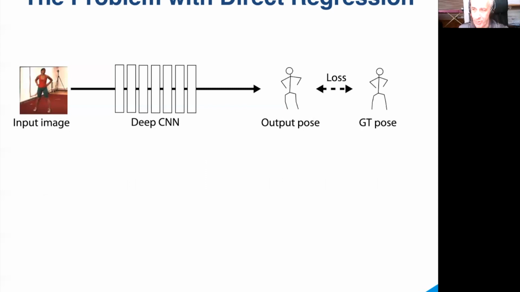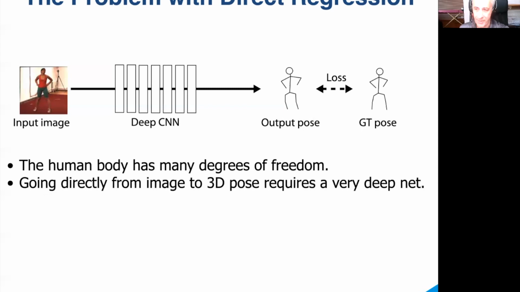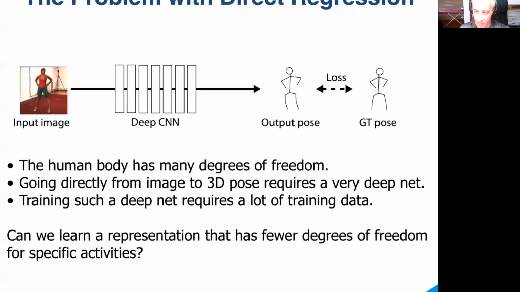Going back to traditional approaches to 3D pose estimation, why do networks require large databases for effective training? There are at least two reasons. First, we are trying to estimate many degrees of freedom. Second, going directly from an image to a 3D pose requires a very deep net. Hence, it makes sense that training such a net would require much training data, but raises an interesting question. Can we learn a representation that has fewer degrees of freedom for specific activities?